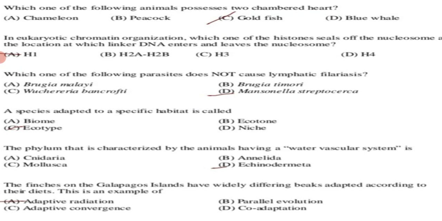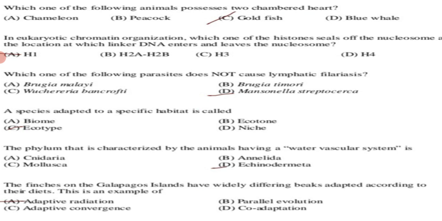The answer of this question from the option is a goldfish. The goldfish has a two-chambered heart, whereas amphibians and most reptiles have three-chambered hearts, two atria and one ventricle. Mammals and birds have four-chambered hearts with two ventricles and two atria.